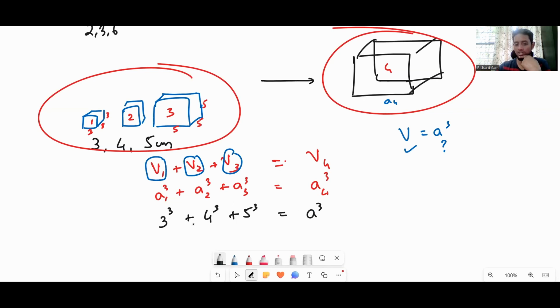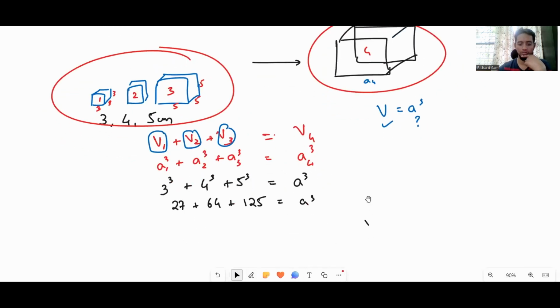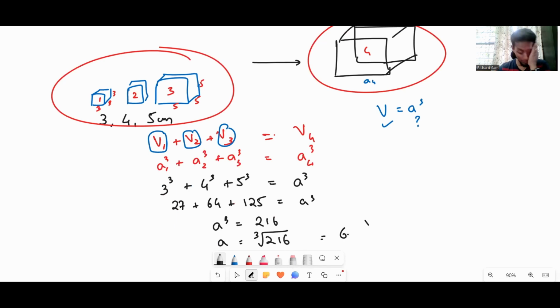Yes. Made an equation. All right, so 3 cube is 27 plus 64 plus 125 is equal to A cube. So A cube is equal to 216. A is equal to cube root of 216. 6 is the answer, because 6 into 6 into 6 is 216. Okay, so answer is 6 centimeters.